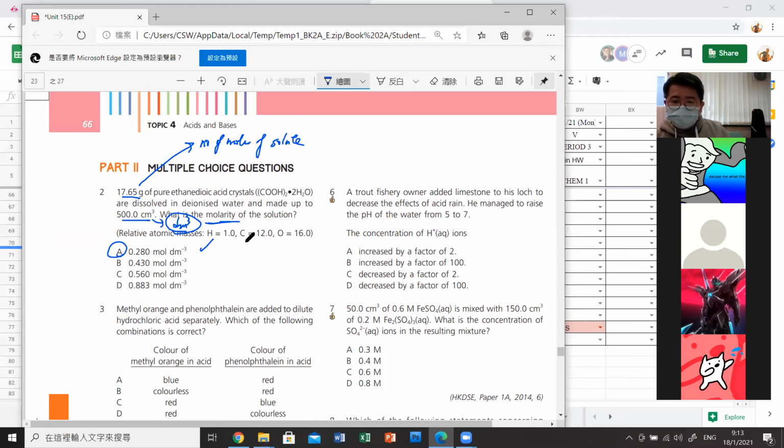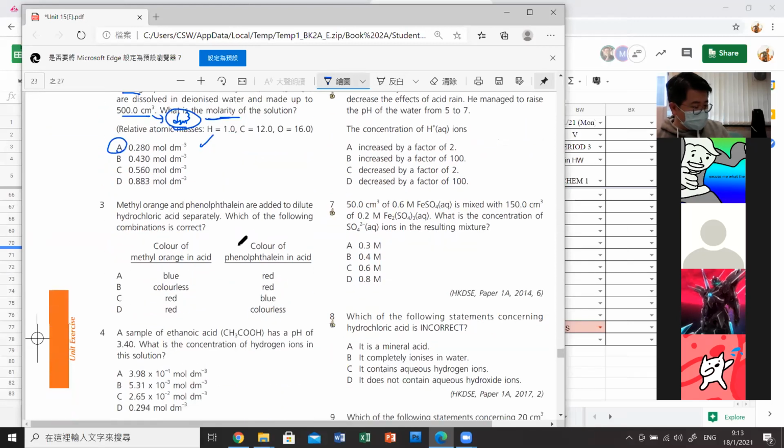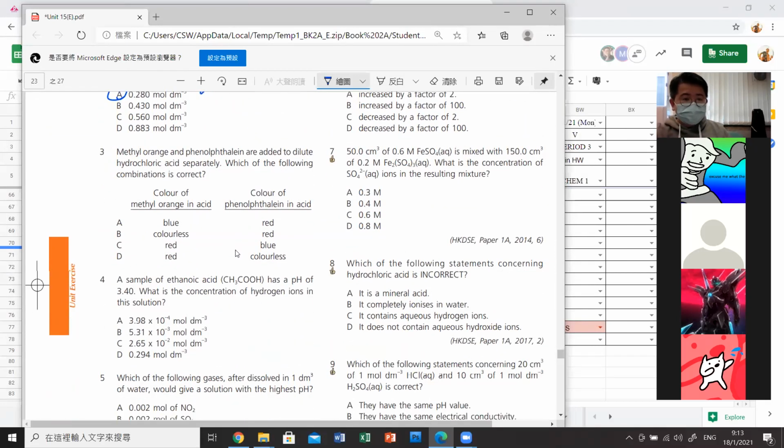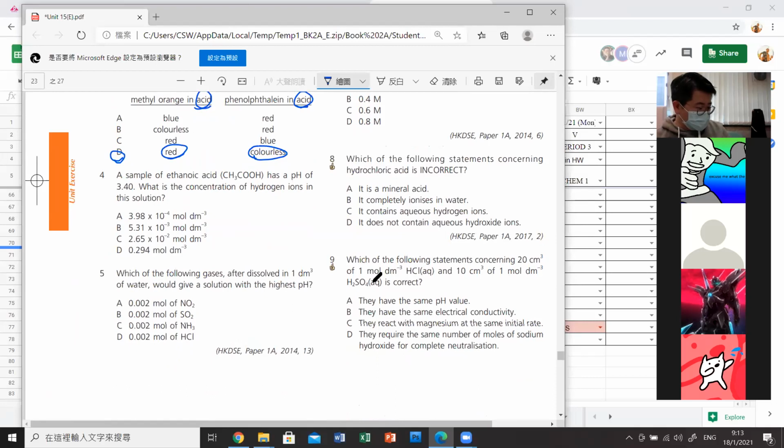Okay, question 3. The indicator in acid: the methyl orange is red, while the phenolphthalein in acid is colorless. Okay, so the answer is D, but not red. Okay, this is what I would like to remind you. Question 4, take a look at your choice. Most of you have got A, correct. We have got the majority correct, about 67%. It is A.